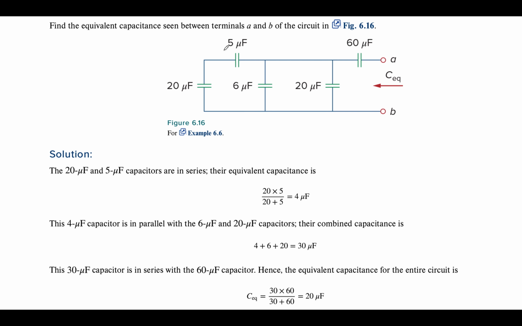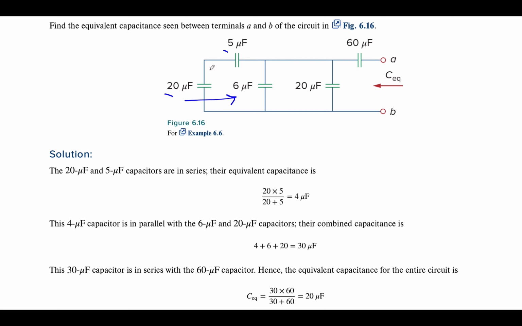The typical approach is to start at the opposite end and simplify toward the terminals. That avoids putting things in parallel or series that may not actually be in parallel or series. For example, this 60 microfarad capacitor is not in series with the 20 microfarad because there's all this other stuff out here. So I want to simplify it from this direction most of the time.